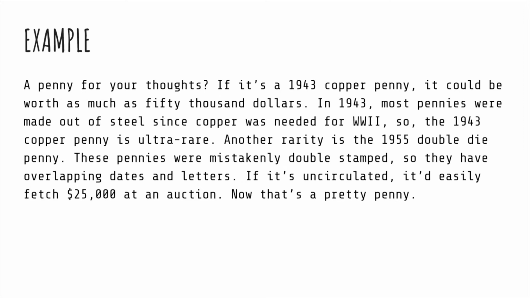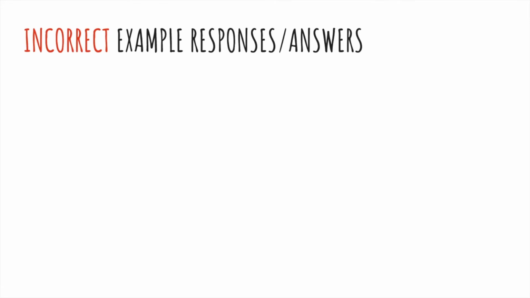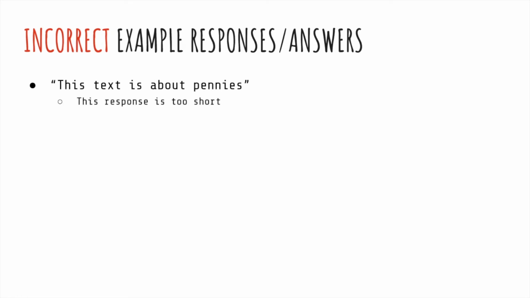So that paragraph was basically about two types of pennies, right? So I'm going to show y'all some bad examples of summaries, and I do see a lot of y'all do these whenever I ask you to summarize. So an incorrect example of a summary that I might find is: this text is about pennies. And why that is wrong is because this response is way too short, okay? While it is a complete sentence, it's not really what the text is about, right? And it doesn't include any key ideas that help support that, right?